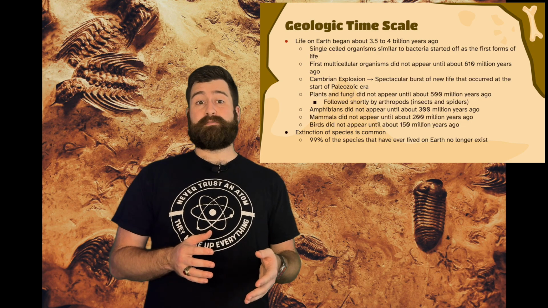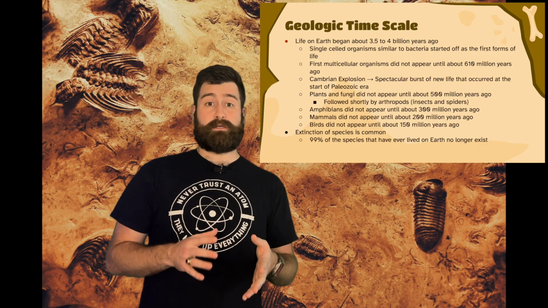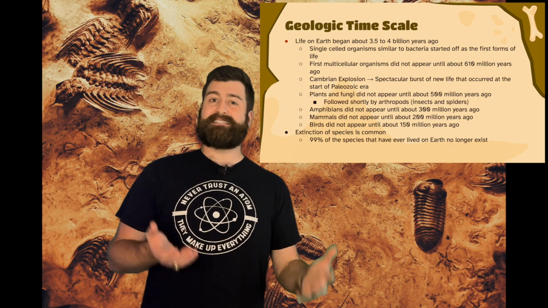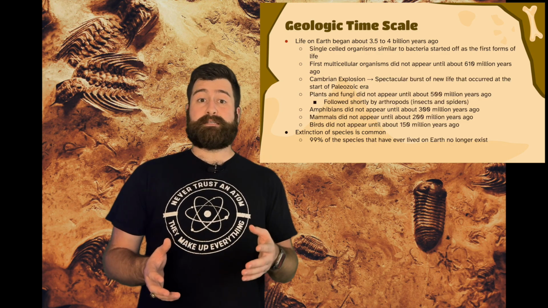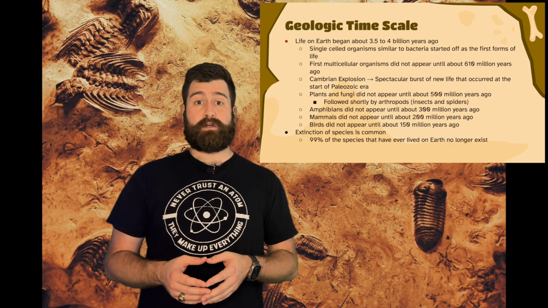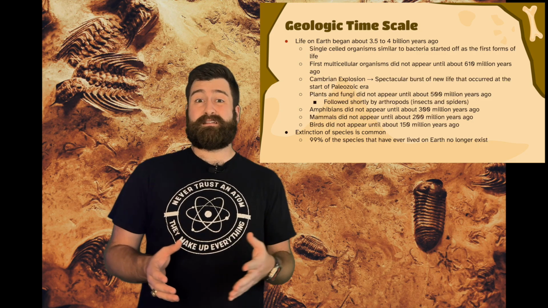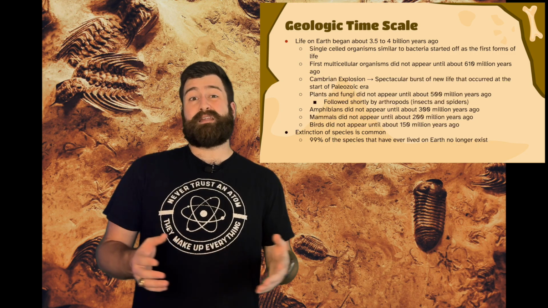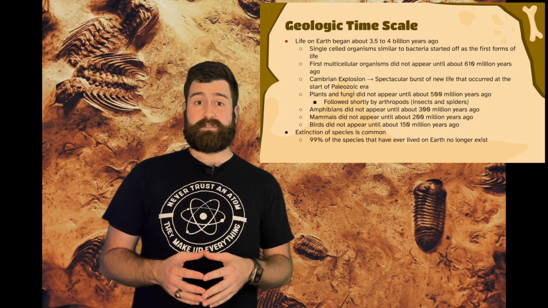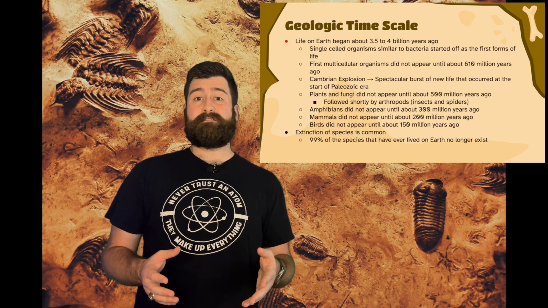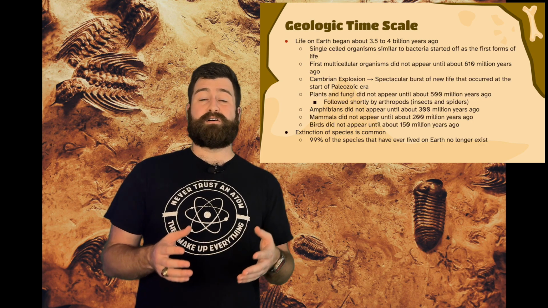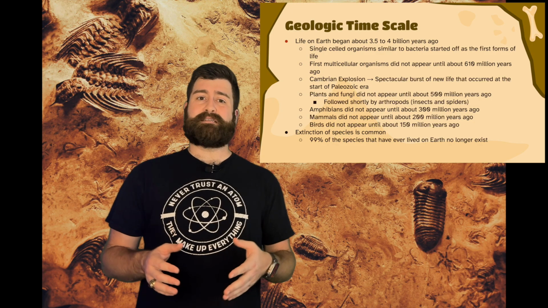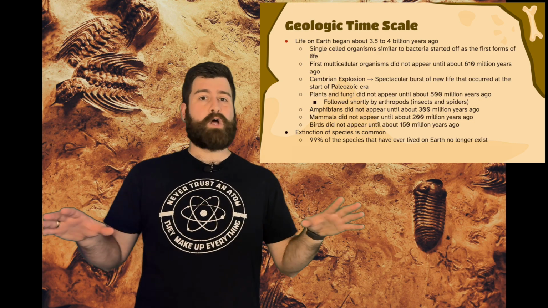Plants and fungi, however, did not appear until about 500 million years ago, and this was followed shortly by arthropods, aka insects and spiders. Amphibians did not appear until about 300 million years ago. Mammals did not appear until about 200 million years ago. After that came birds, that did not appear until about 150 million years ago. And amidst the formation of new life, extinction of species is also common. What do I mean by that? 99% of the species that have ever lived on Earth no longer exist.